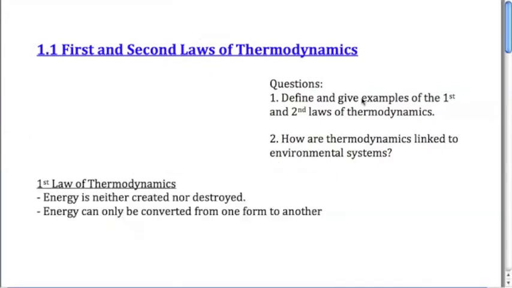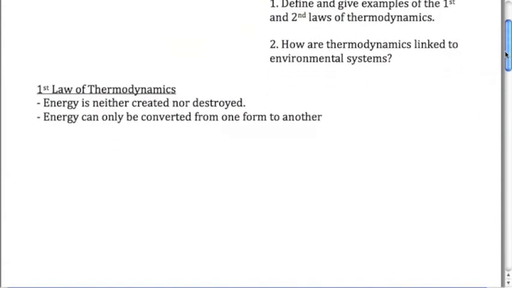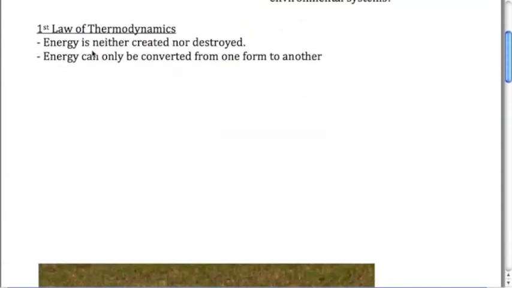So let's first look at the first law of thermodynamics. The first law of thermodynamics simply states that energy cannot be created nor destroyed. And another major idea is that energy can only be converted from one form to another. So it can't be created or destroyed, it can only be converted. So what does that mean?